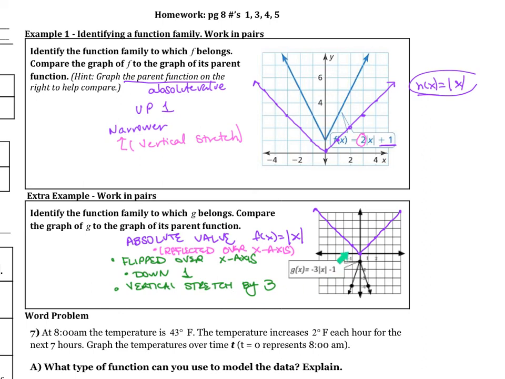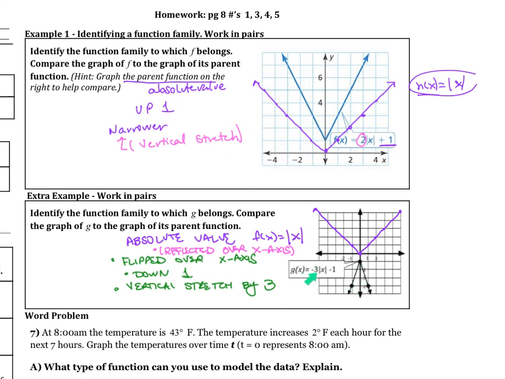The next thing I hope you notice is that it moved down 1. It's not at 0, 0, it moved down 1. And then it's a vertical stretch. It's definitely narrower than the parent function, so it is vertically stretched. We can say vertically stretched by a factor of 3, so vertical stretch by 3. You notice that because you go down 3, right 1, just thinking about the slope of that.